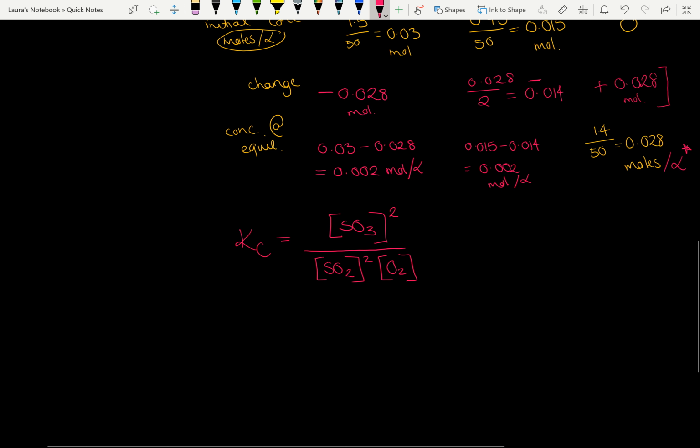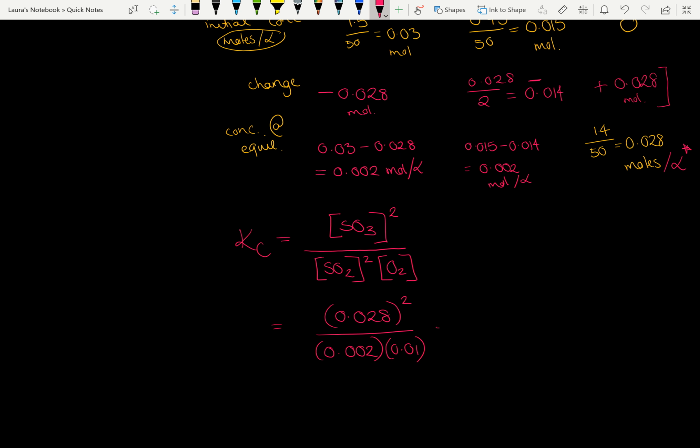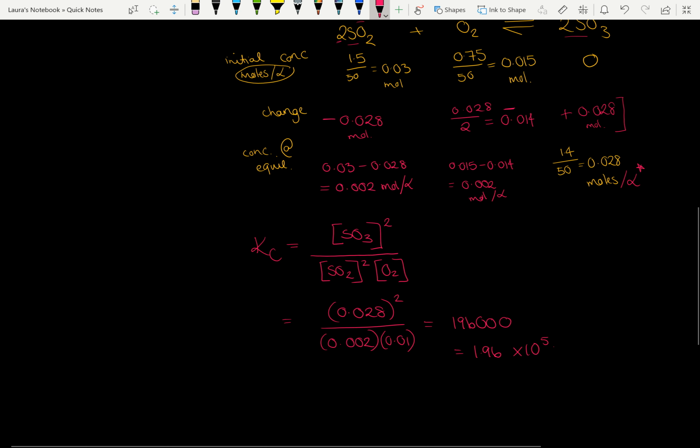So now that I've written that, I have also calculated all these concentrations at equilibrium in my table up above. So I'm just going to fill in those numbers there. So I've got 0.028 squared divided by 0.002 squared multiplied by 0.002. That's going to give me an answer of 196,000, or you can write that as 1.96 by 10 to the 5. It's not necessary to change it into scientific notation, but if you're more comfortable with that, then that's absolutely fine.